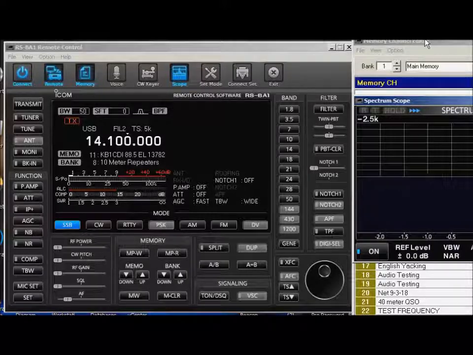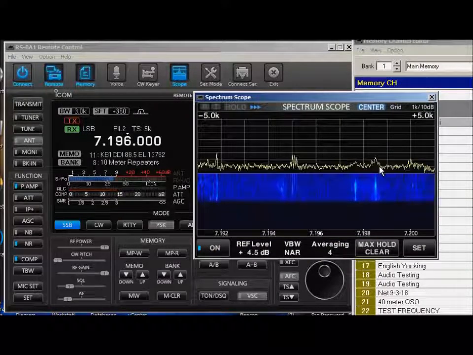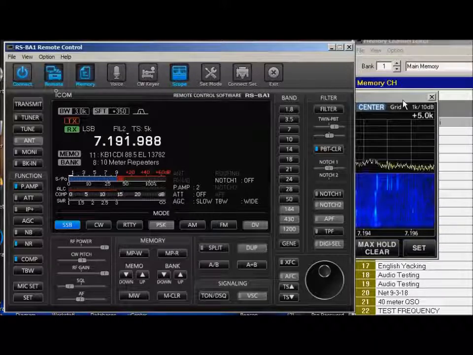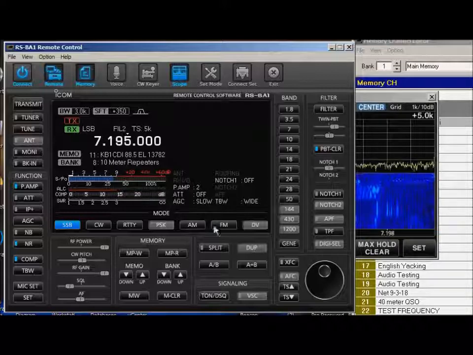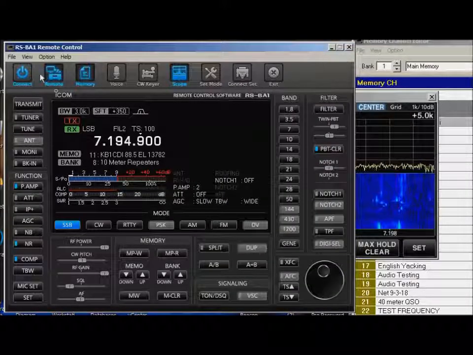And it's bringing up some information about that system. And, you know, there's the scope. And sure enough, it's got signals on it. And I came down to 7198. Now this thing is jumping around quite a bit because this is at the 1 kilohertz level. Anyway. So I'm now connected to WZ2D.